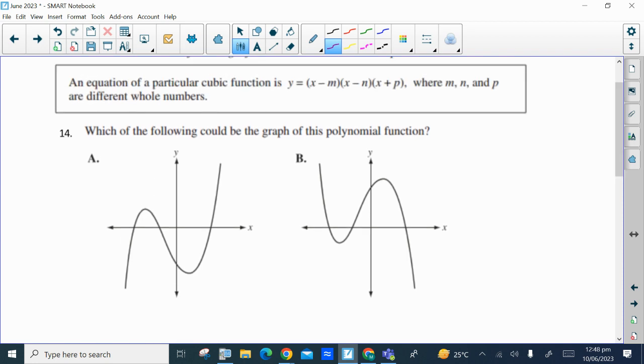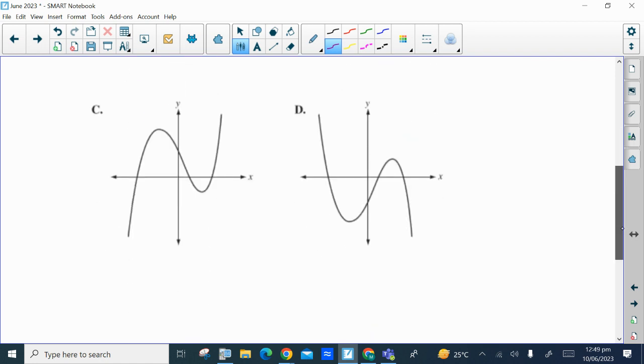However, if you look at the first 2 factors, it's x minus m and x minus n. This means you're going to have an x-intercept of positive m, an x-intercept of positive n, and the last factor would be an x-intercept of negative p. So the graph we're looking for is the graph that has 2 x-intercepts that are positive and 1 intercept that is negative. So that eliminates that one and that one. The other 2 have 2 positive x-intercepts and 1 negative.